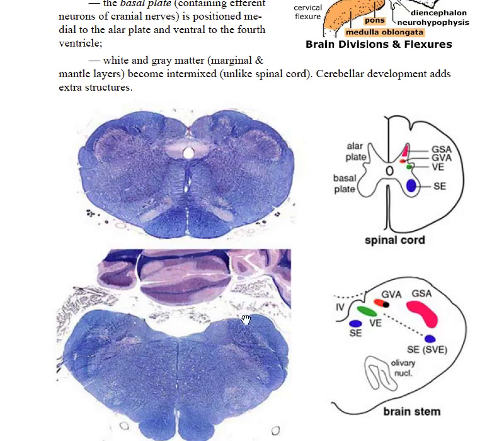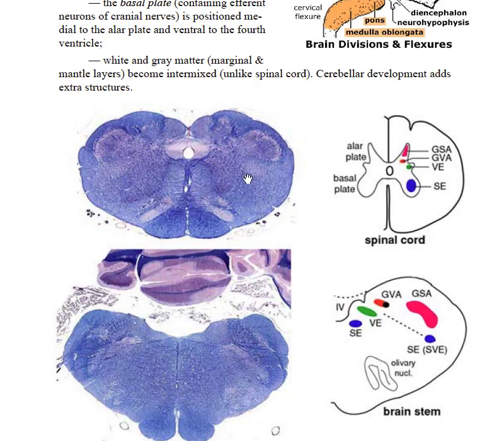So the basal plate, which contains the efferent neurons, then has a more medial position as the alar plates swing laterally. So if we look at this cartoon in the spinal cord, we have the alar plate situated dorsal and the basal plate with the efferent neurons ventrally. And then as the alar plates swing out, alar plate neurons are lateral and the basal plate neurons are in a medial position.